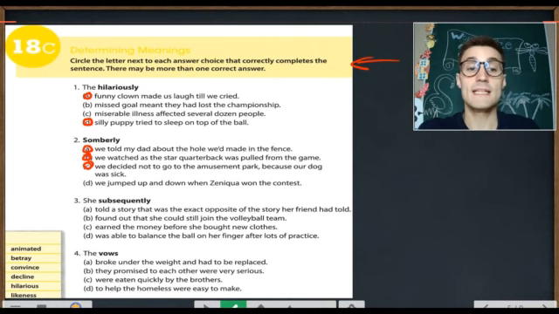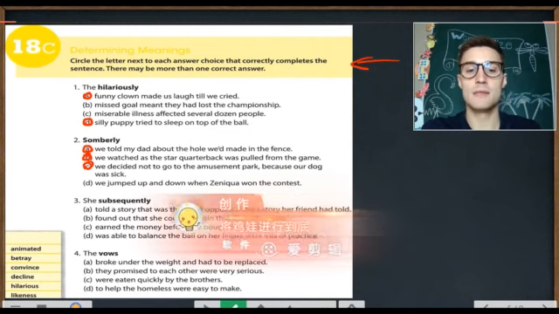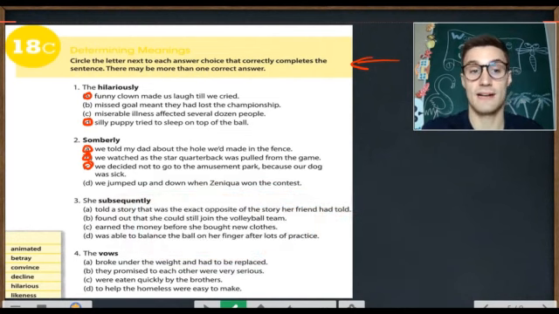Number 3. She subsequently. A. Told a story that was the exact opposite of the story her friend had told. Remember, subsequent happens after, later on, next. B. Found out that she could still join the volleyball team. C. Earned the money before she bought the new clothes. D. Was able to balance the ball on her finger after lots of practice. So remember, subsequent, that is after, later on. There are 3 that are correct.